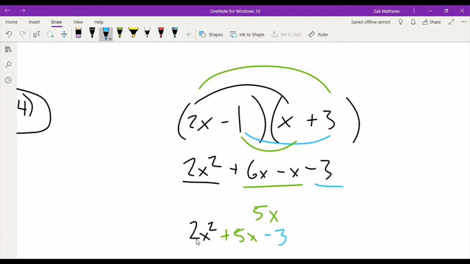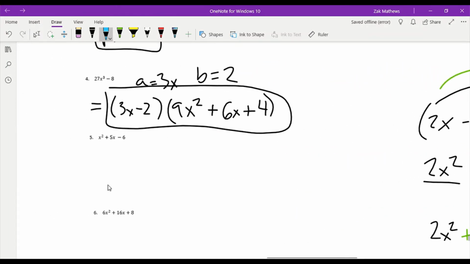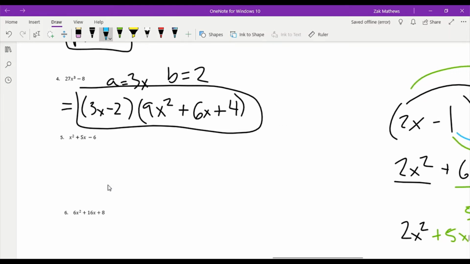The first term comes from the product of the first two terms of the binomial. The last term comes from the product of those last two terms of the binomial. And then the middle term is the most complex to get to. We get that from the outer and the inner products being added together, so 5x there. So we're going to apply that logic in kind of reverse. We're going to do it backwards.